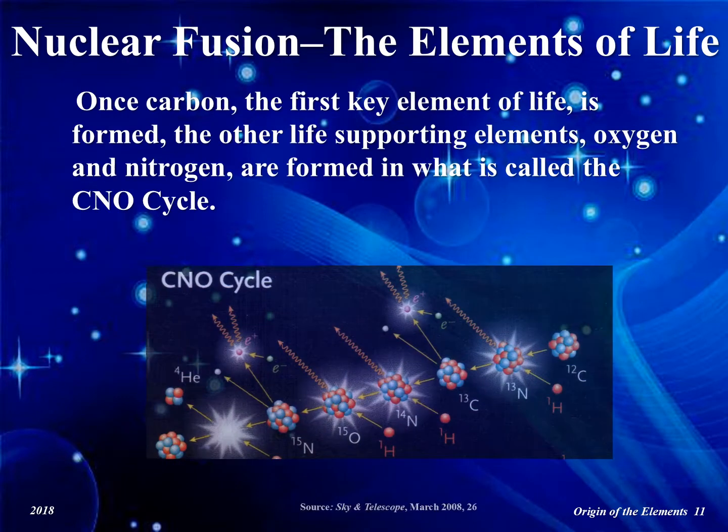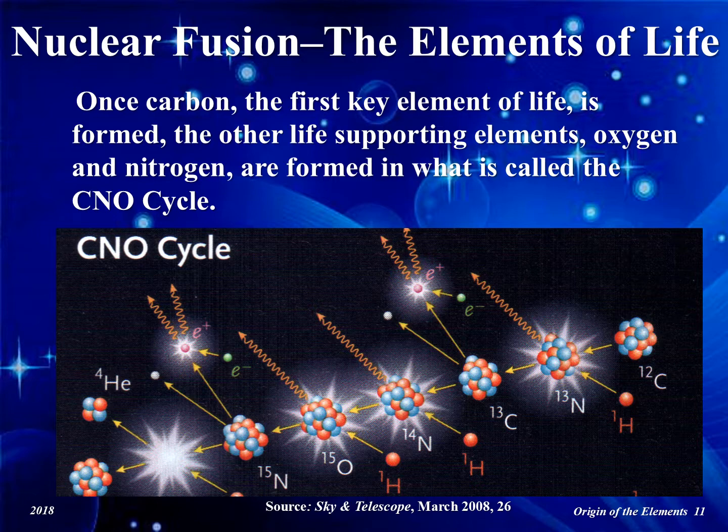Carbon is the first key element of life. Once the most stable isotope of carbon, carbon-12, is formed, the other life-supporting elements, oxygen and nitrogen, are formed in the sequence shown in this diagram. This is called the CNO cycle. Starting on the right, the diagram shows a proton added to carbon-12 to form an isotope of nitrogen. The other isotopes of carbon and oxygen are then formed by the addition of protons and the loss of neutrons, positrons, and electrons in the CNO cycle.